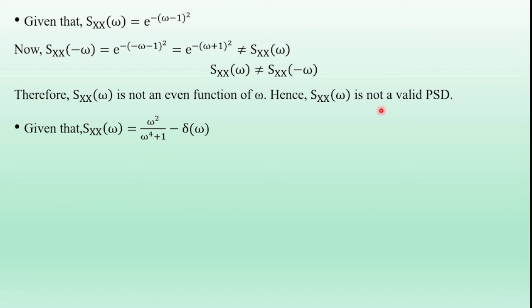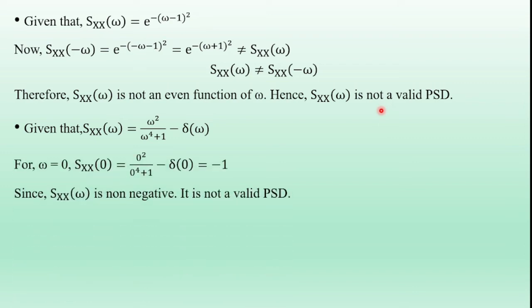And third bit solution. Given that the power spectral density is omega square by omega power 4 plus 1 minus del of omega, and substitute omega is equal to 0. Sxx of 0 is equal to 0 square, 0 square is 0, 0 by something is 0, minus del of 0. Del of 0 value is 1, so which is equal to minus 1.